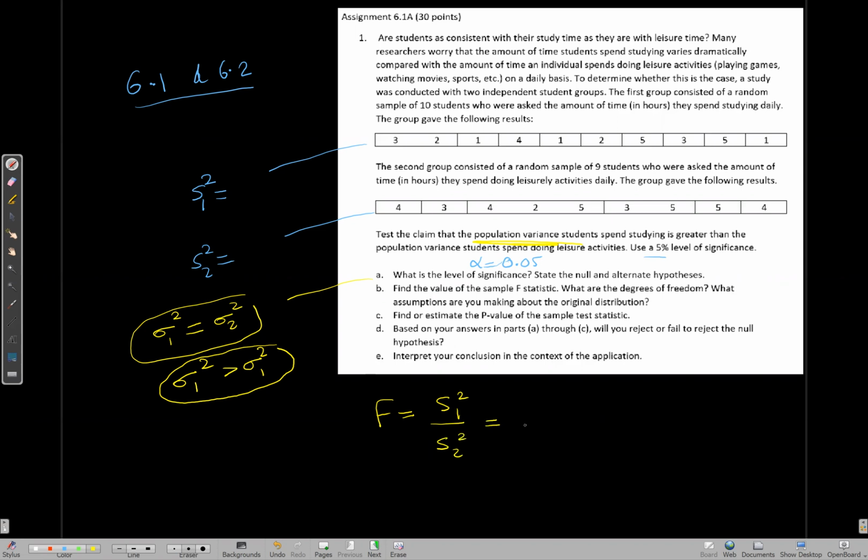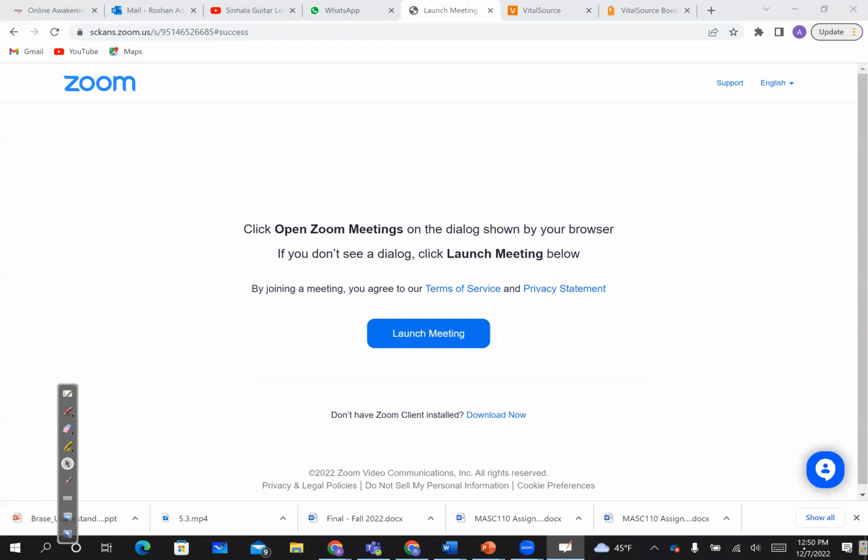Then you get the values you found here. So one over the other, and then we call them the numerator and denominator. For the next step, you need to find the degree of freedom numerator, and then the degree of freedom denominator. And then what you actually need to do, let me show you here.